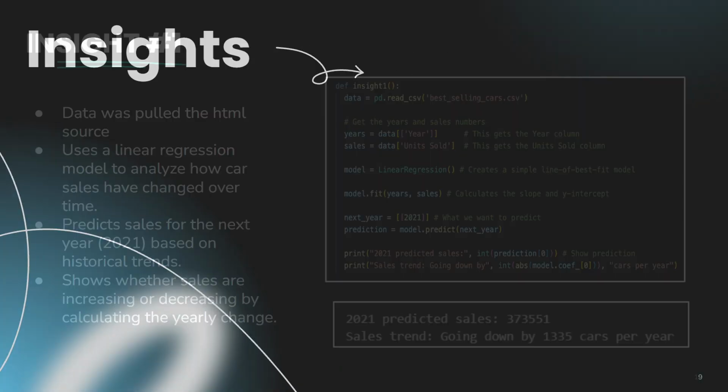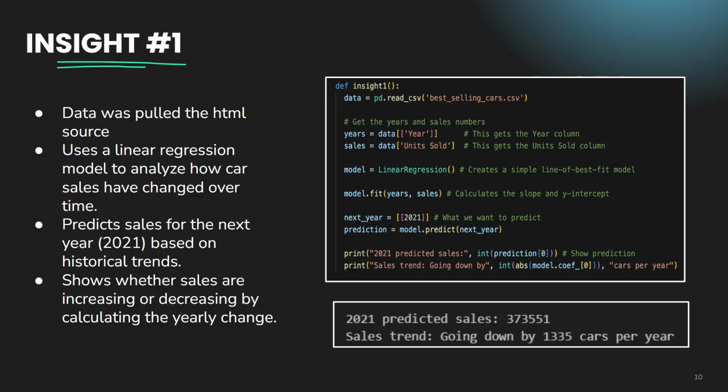On to our insights. So for insight number one, this was pulled from our HTML source, and this uses linear regression in Sklearn to analyze how car sales have changed over time. In this code right here, we use 2021, but you can really predict any year that you want based on the data that we have. And this shows whether sales are increasing or decreasing by calculating the yearly change.